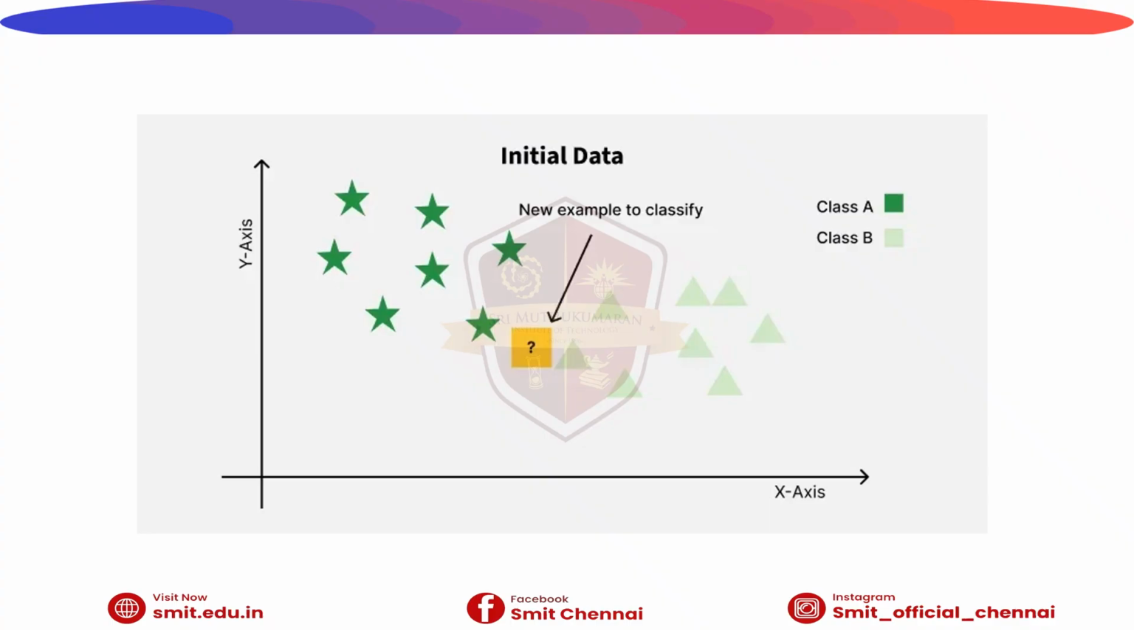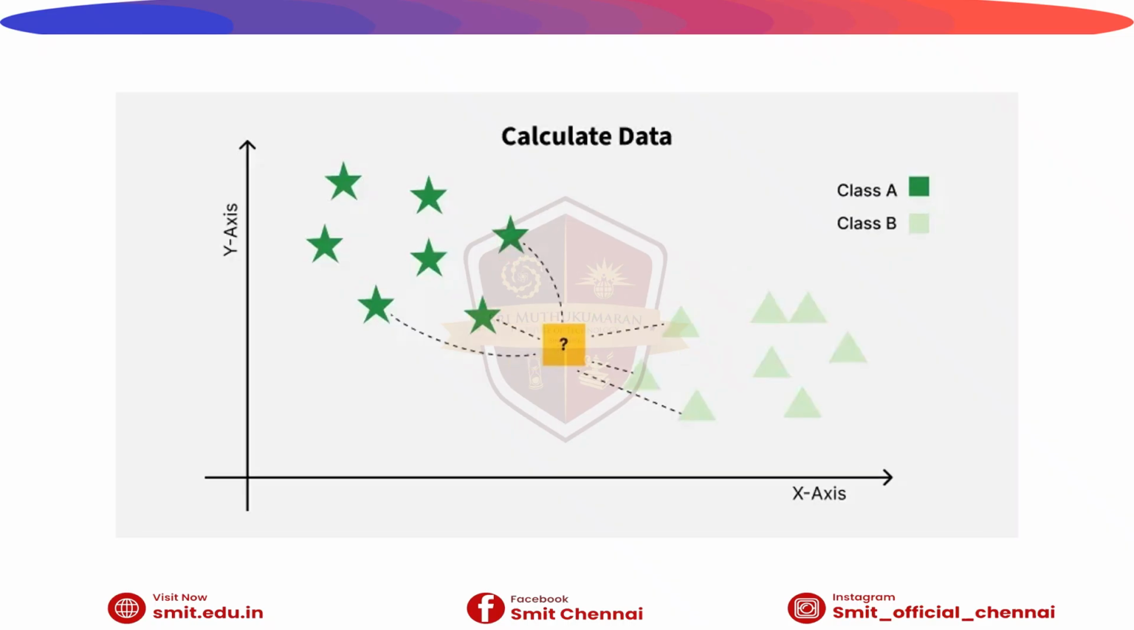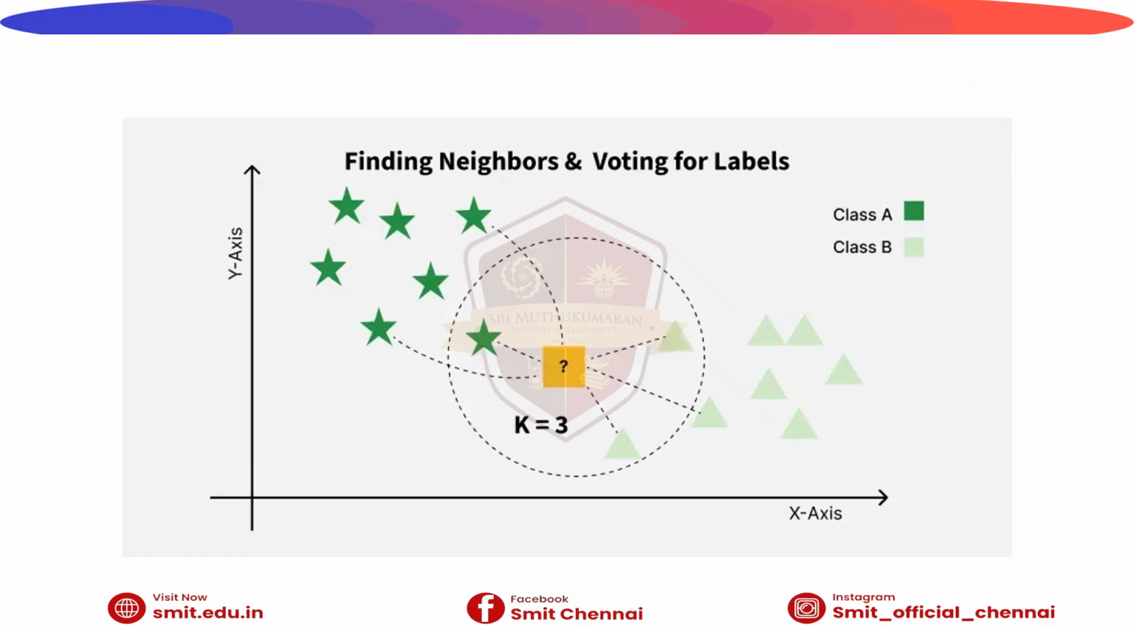It classifies data based on similarity with nearby data points. To measure similarity, distance metrics such as Euclidean distance are used. It does not assume any specific data distribution. It is also an instance-based learning method because it stores the training data and uses it whenever prediction is required. Calculating the distance based on the nearest neighbors, then finding the neighbors and voting for the label.